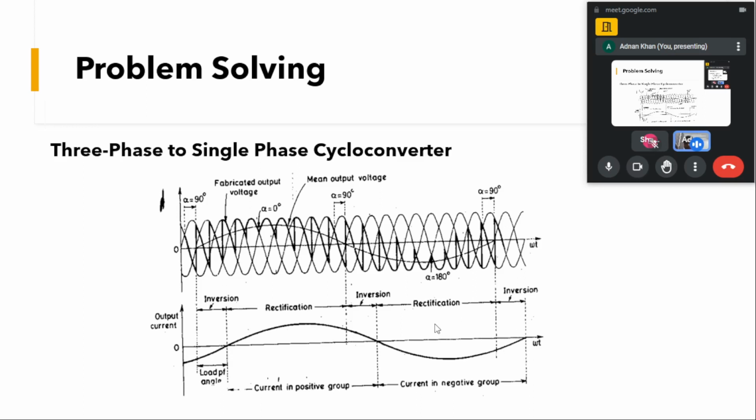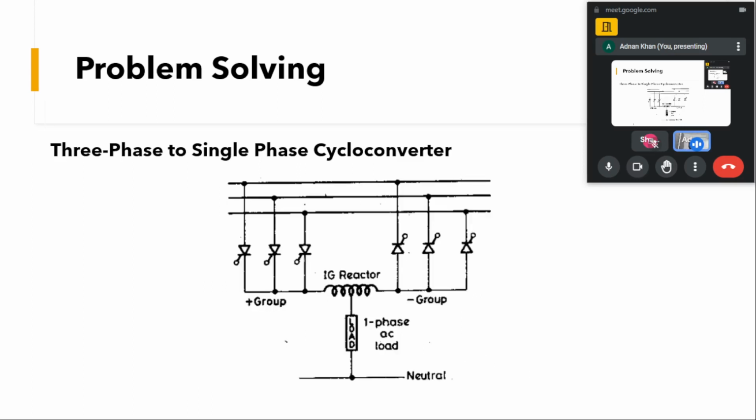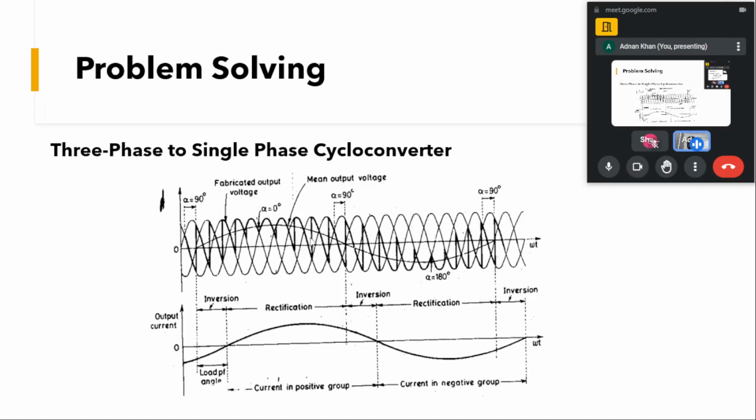If our load is resistive, then the voltage and current will be in phase with the fundamental of this voltage. But if the load is something like an RL load, then we have a lagging current. Also, we have these two groups, positive and negative, so we can have different kinds of operation, as shown here: inversion, rectification, then again inversion, then rectification.